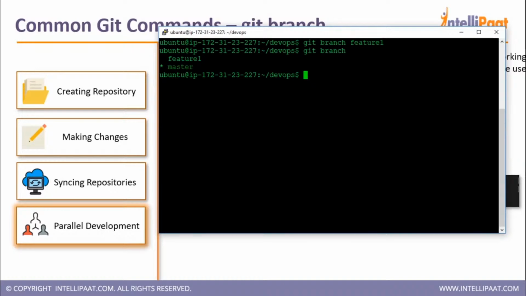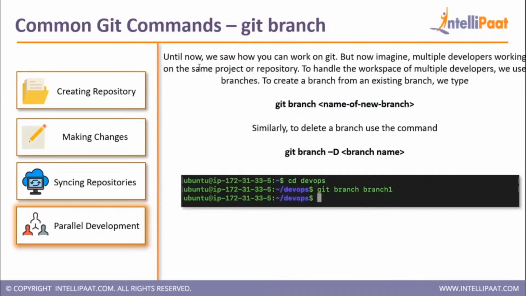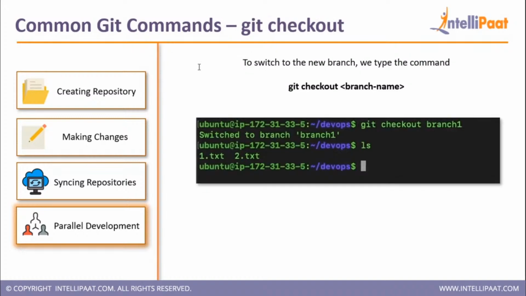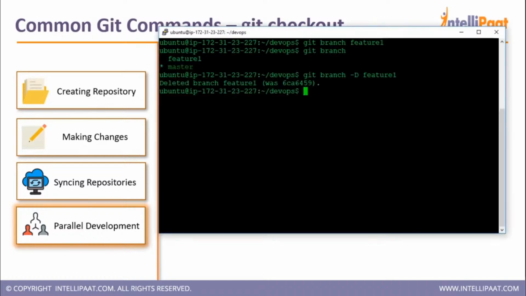Now if I want to delete a branch, all I have to do is git branch hyphen d and then feature one. It says deleted branch feature one. That's it. Now your branch has been deleted, and this is exactly what we wanted to do. Moving forward, if you create a branch and you want to switch to that particular branch, the command is git checkout. Now let me create the branch again: git branch feature one.